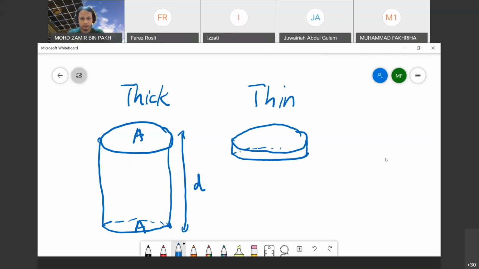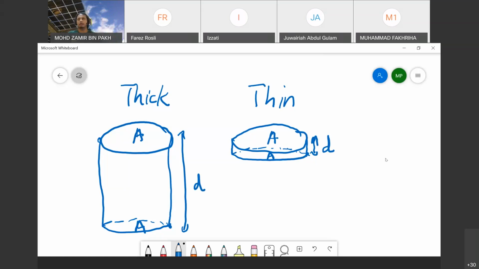Okay, so this is your A. There is also an A at the back, which you cannot see. At the back, this is your D. So now we know that we have A, the surface area on the front side and on the back side, and D is the device thickness for both the thick diode and the thin diode.